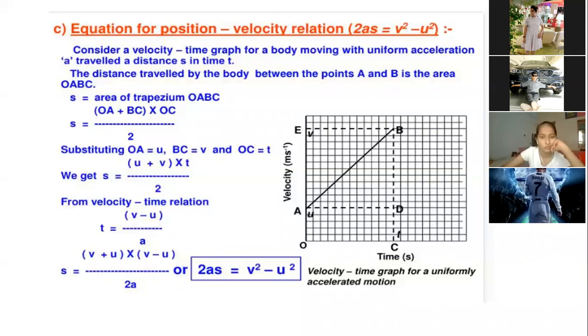So you directly consider the area of the trapezium. Substituting, what is your OA here? OA is equal to u. Your BC is equal to v. Your OC is equal to t. So what final equation do you get? s is equal to u plus v into t by 2. From the velocity time graph you have already got the equation where you found BD, so t is equal to v minus u by a, the acceleration equation from the first graphical representation.